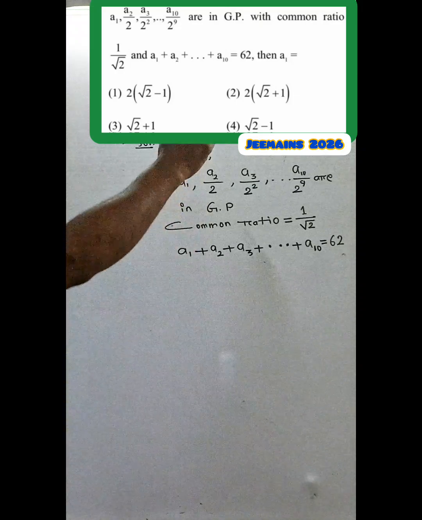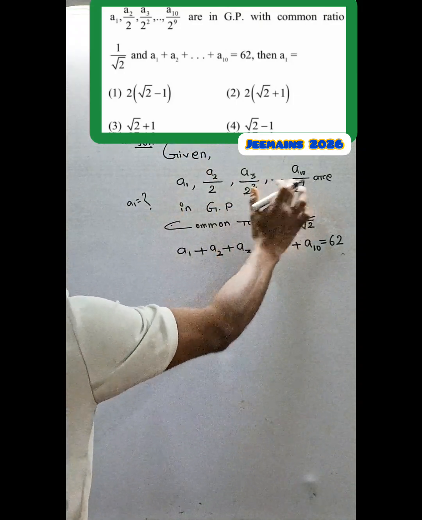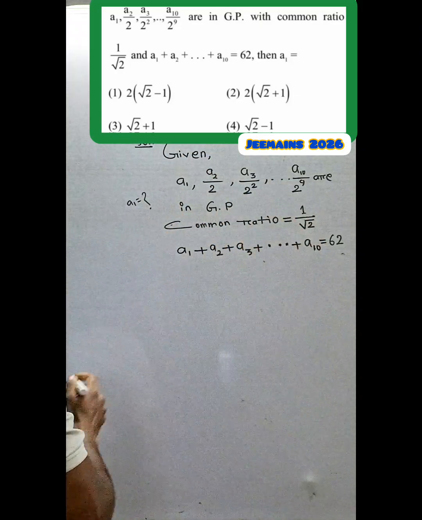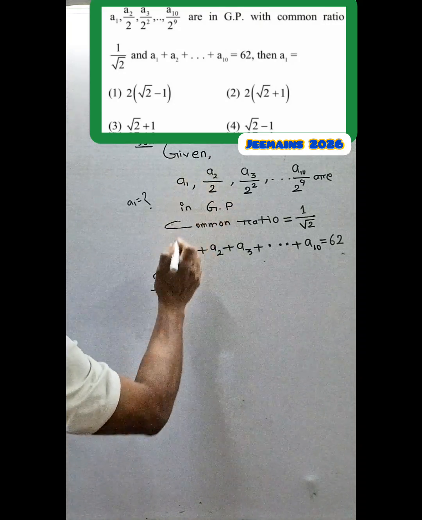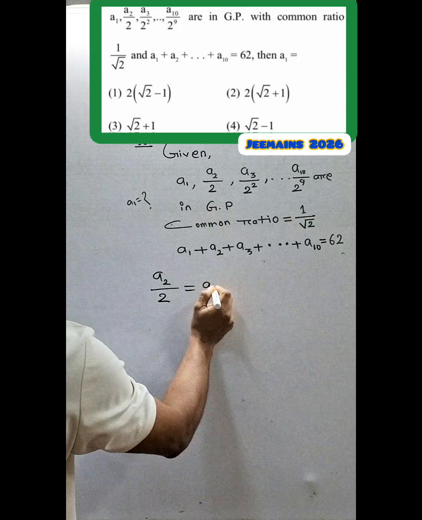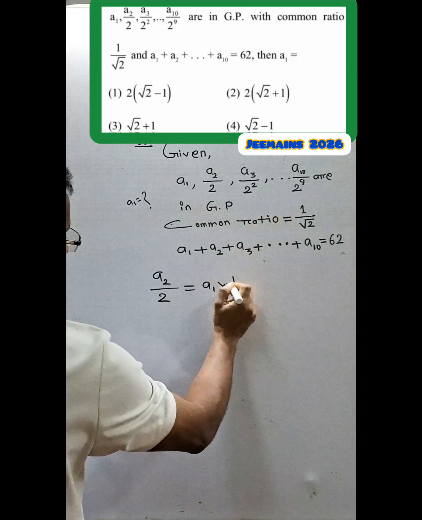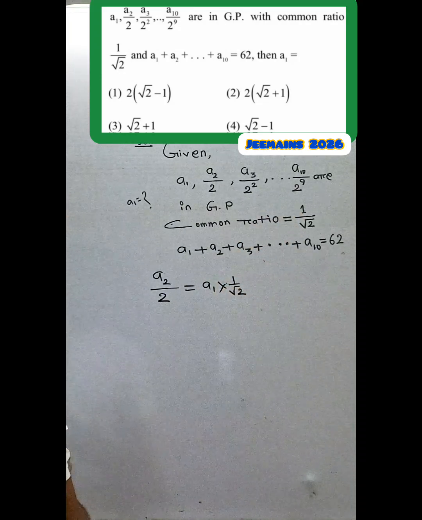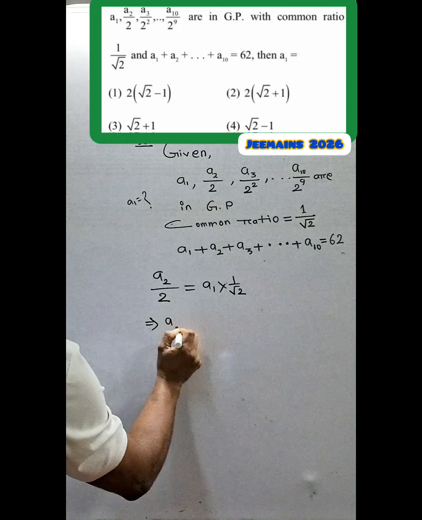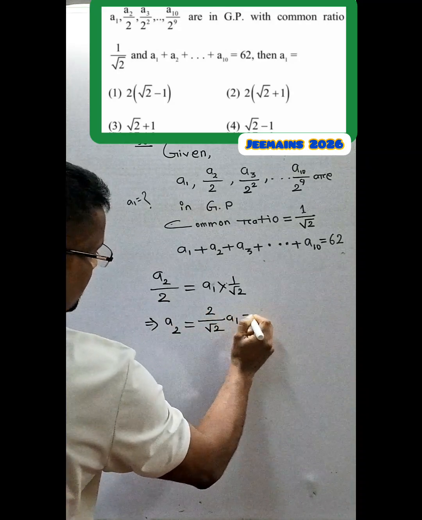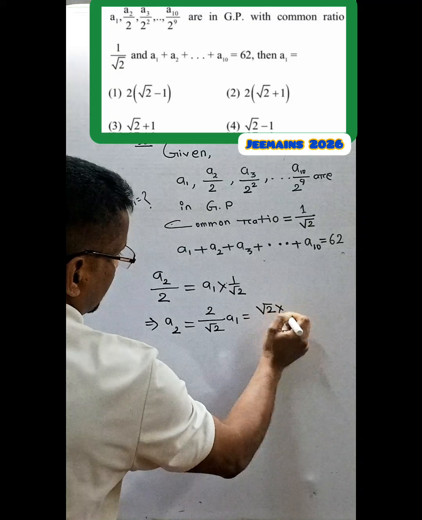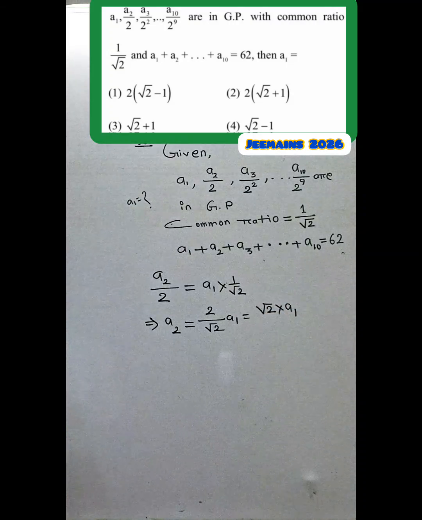Now, let's see how to solve. First of all, as these are in GP, common ratio 1 by root 2. So what you can do, A2 by 2, which is the second term, that is your first term into common ratio 1 by root 2. This gives you A2 equals 2 by root 2 into A1, which equals root 2 times A1.